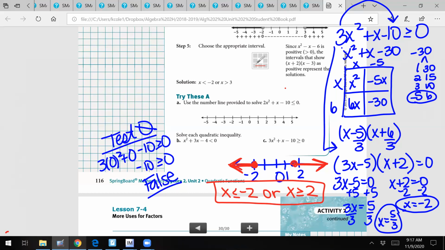It's not 2. I'm sorry. What is it supposed to be? 5/3. Thank you, Katie. That would have been bad. That's really important. I just put 2 because that's what was on the number line, but it's not 2, y'all. It's 5/3. Thank you.